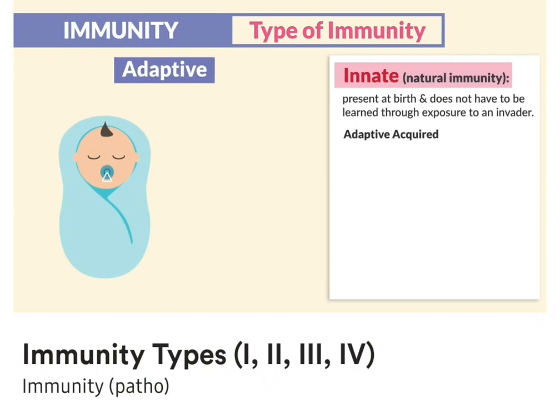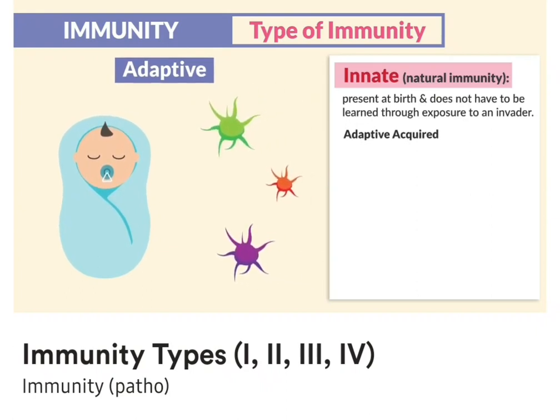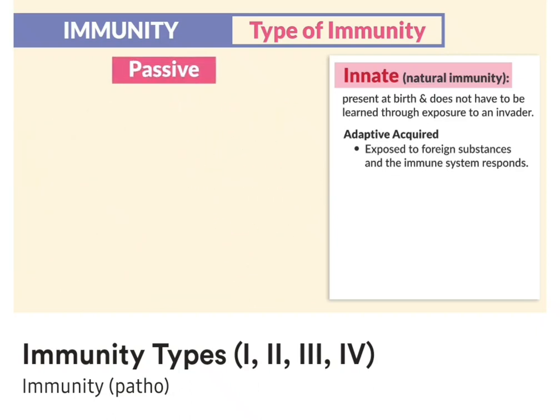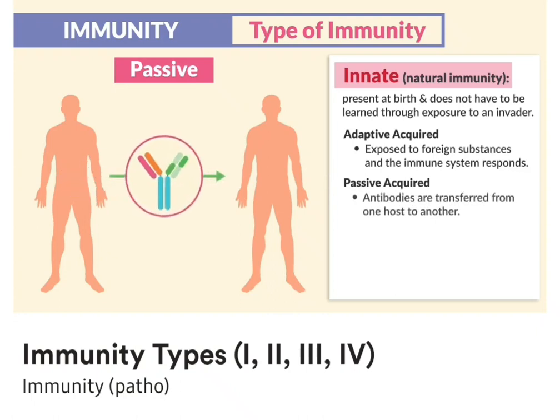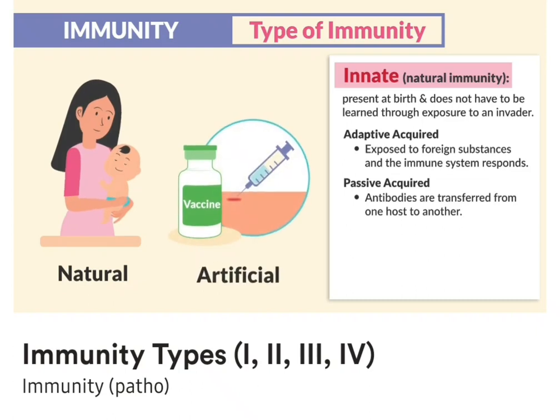Now, adaptive acquired immunity is immunity that is acquired actively when a person is, key terms here, exposed to a foreign substance and the immune system responds. Now, passive acquired immunity is passive immunity when antibodies are transferred from one host to another. Now, both actively acquired and passively acquired immunity can be obtained by natural or artificial means.